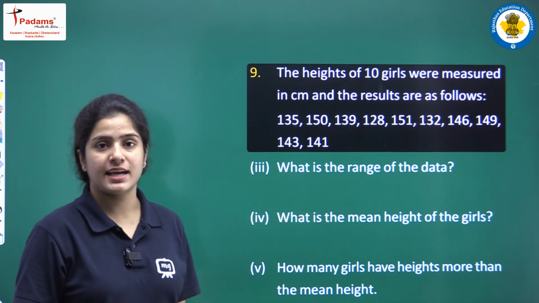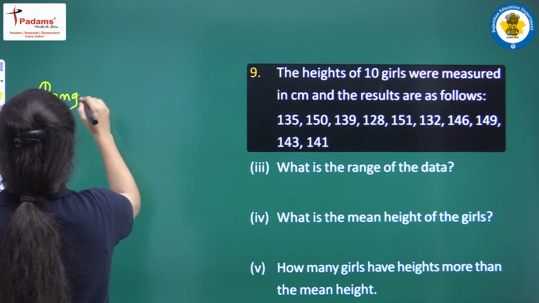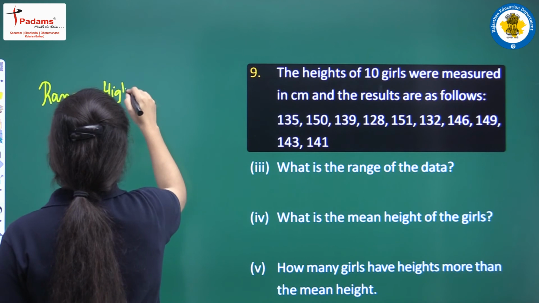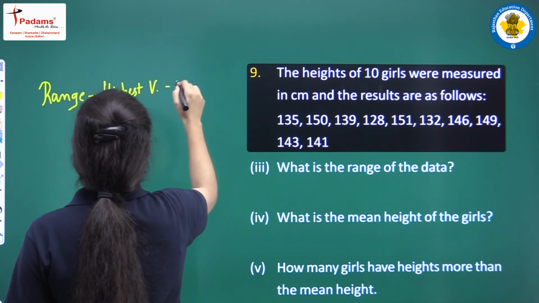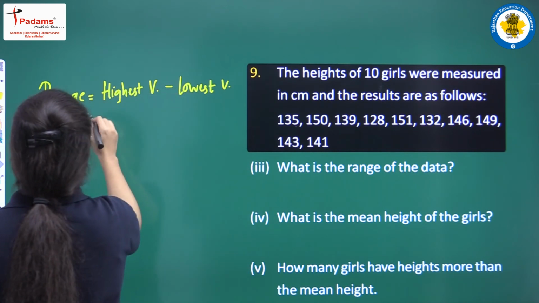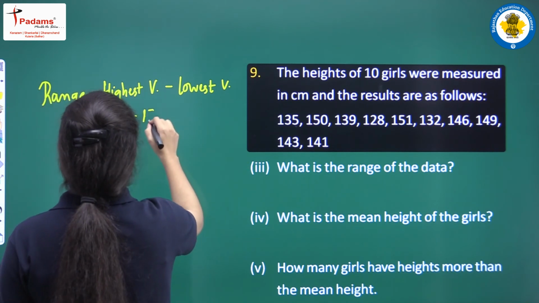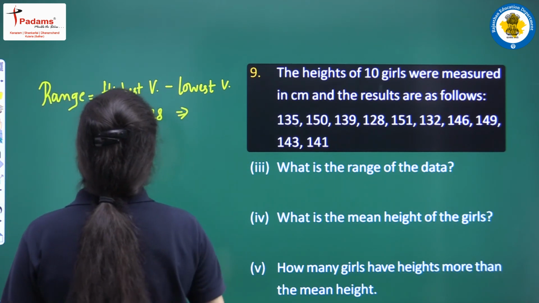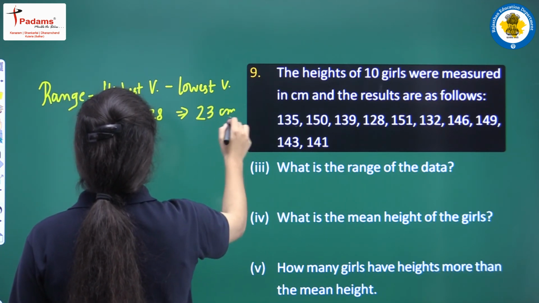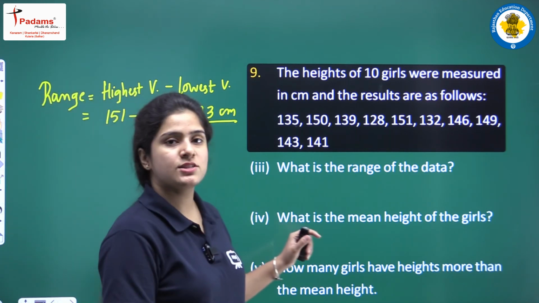What is the range of the data? Range is equal to highest value minus lowest value. Right students? Highest one is 151 and lowest is 128. So what is the difference between these two? 23 centimeters. So this is the difference between these two. The next part, students.